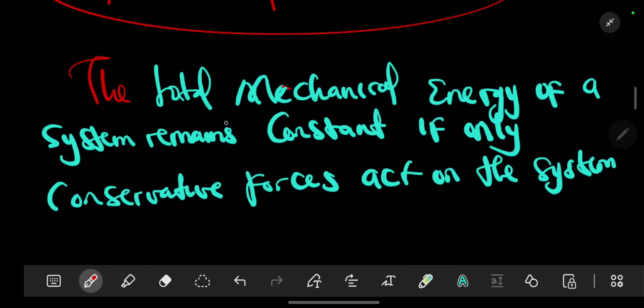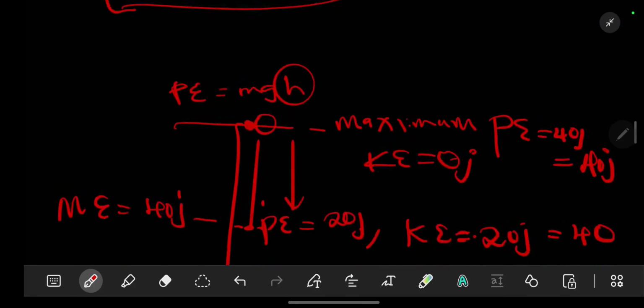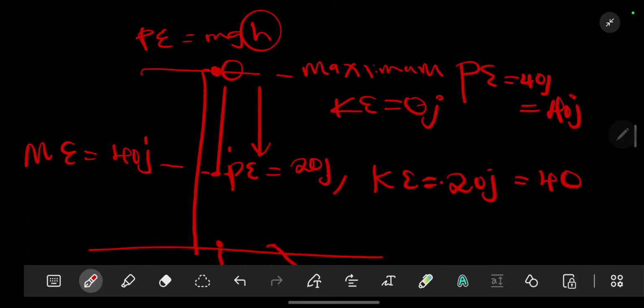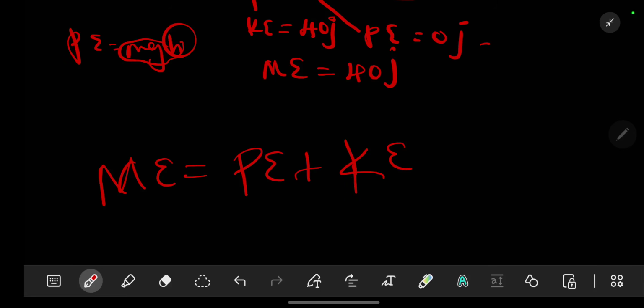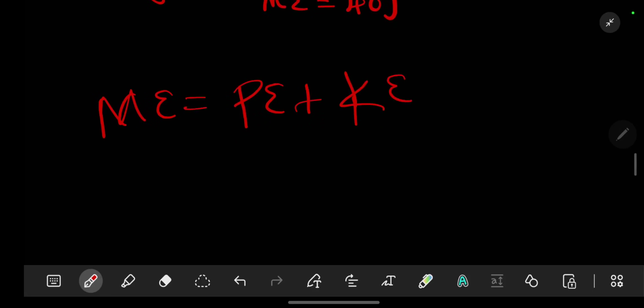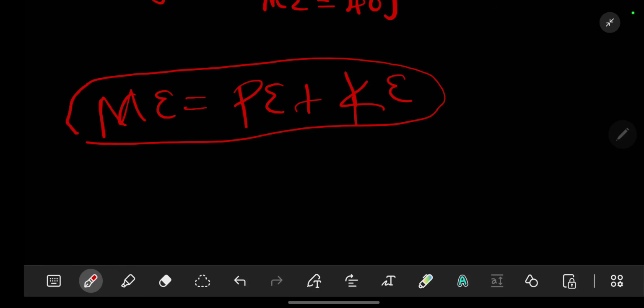So the total mechanical energy of a system remains constant if only conservative forces act on the system. In terms of the word equation, that's why we say the mechanical energy is equal to the potential energy plus the kinetic energy. So this is the mechanical energy.